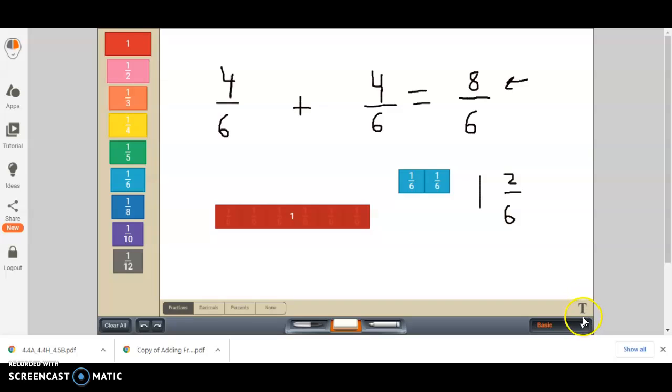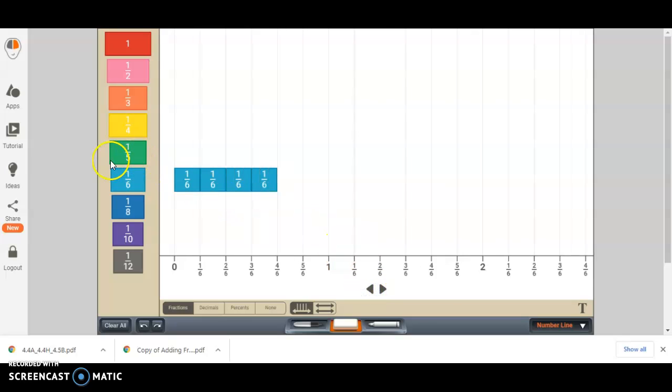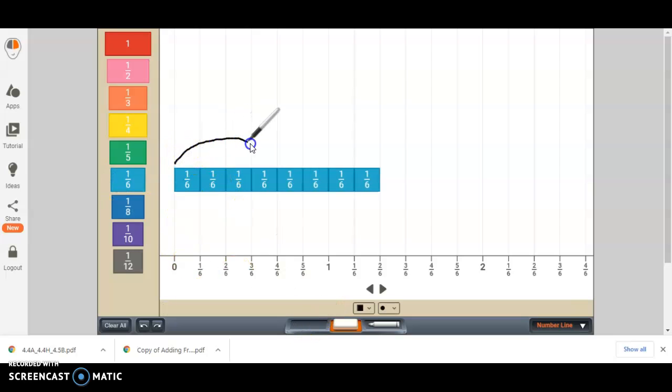Now the other way to think about this, we're going to look at that number line again. Here I have 1, 2, 3, 4. 1, 2, 3, 4. So I started off with 4. I got another 4/6. And after I have 6 of them, I've already made up a full whole number. And now I'm 2/6 of the way to 2 whole numbers.